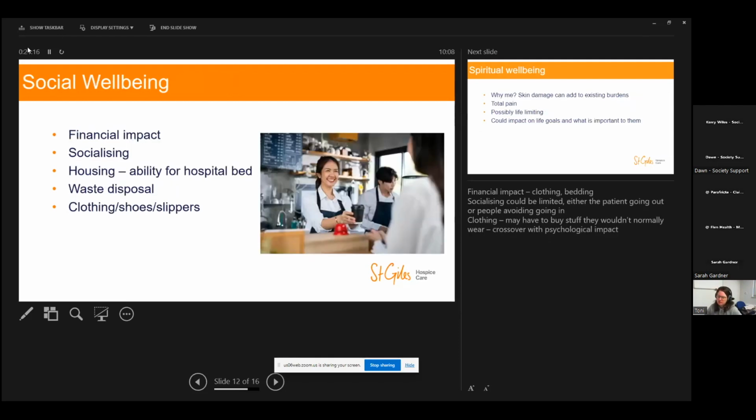From a social point of view, the financial impact, especially at the moment, things like clothing and bedding. So again, with exudate, and especially if things are leaking, then having to buy extra clothes or cut clothes, bedding, slippers, those kind of things, and having to adjust the way that we do things can have a financial impact. Somebody might not be as mobile anymore, so might need taxis, so obviously that costs more. So just trying to think about the financial impact that these kind of things can have.